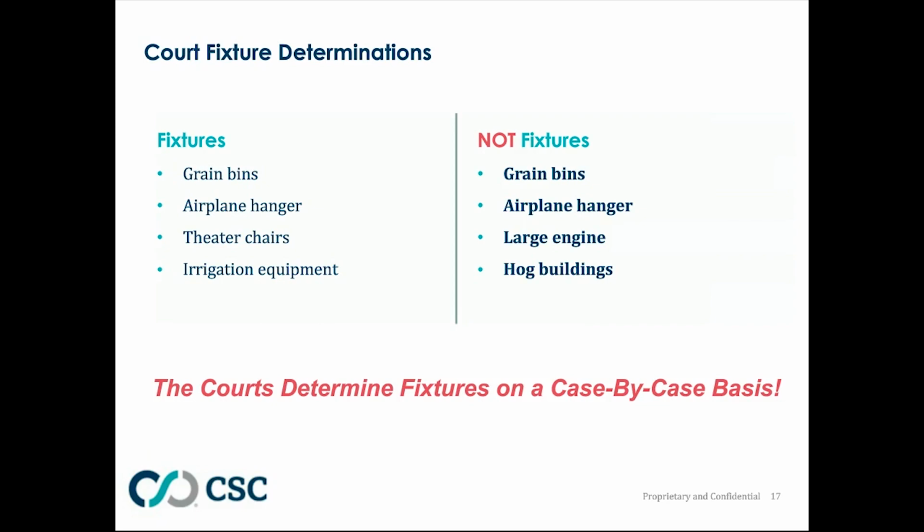So, court fixture determinations. We have a couple of columns here which show, based on some court decisions, what some courts have determined to be fixtures, and what some have determined to be not fixtures. We see here that some courts have determined a grain bin, airplane hangar, theater chairs, and irrigation equipment to be fixtures. Whereas, on the other end, not fixtures could also be grain bins, airplane hangars, a large engine, or hog buildings. So what this teaches us is that only the courts can determine fixtures on a case-by-case basis.